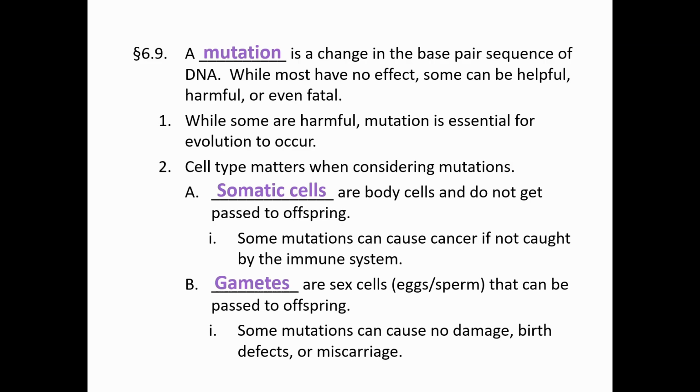The other cell type are gametes. Gametes are going to be the sex cells, sperm and eggs, that do get passed on to offspring. Now, many mutations cause no damage, but others can cause birth defects, and even worse, others can cause miscarriage or loss of the pregnancy.